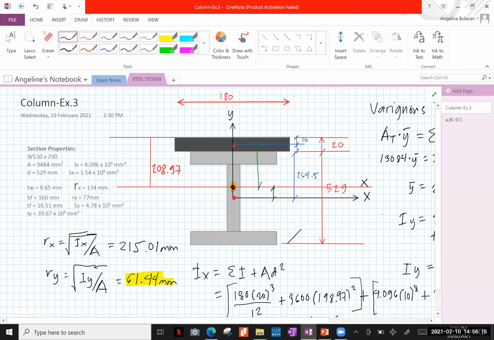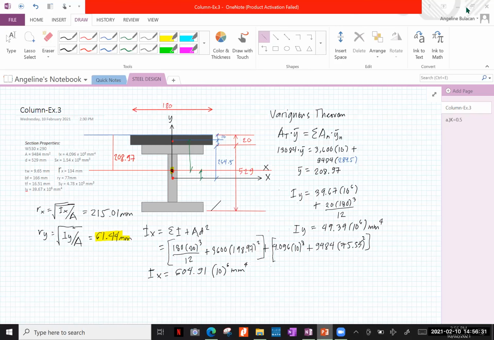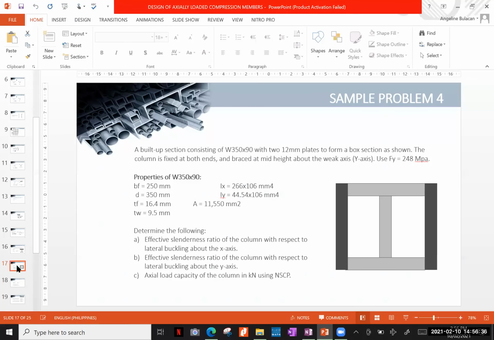So, ito yung important. So, I will save this and then give you a copy. Ito mismo. Then, let's go to problem number. Ito. So, here, built-up section ulit. Consisting of W350 by 90, itong I na to. And then, may dalawang 12 mm plates to form a box. So again, this is the top view or cross-section siya nung column.